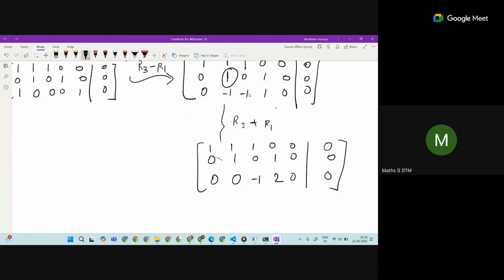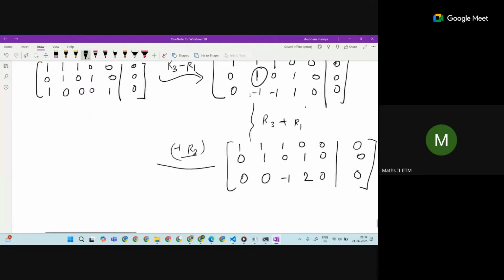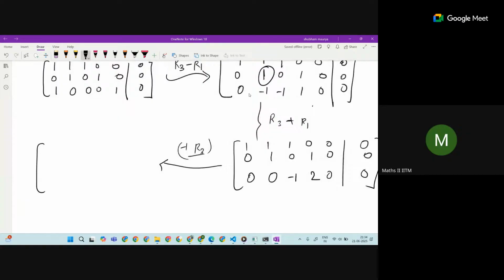Now see, slowly it's converting into upper triangular form. This is minus 1, so let's make it 1. You can divide R3 by minus 1, or multiply R3 by minus 1. So it will now be 1 1 1 0 0, and the right side is 0, and 0 1 0 1 0, and this is 0. This is 0, this is 0, this is 1, this is minus 2, 0. Now see, slowly this part is done till here.